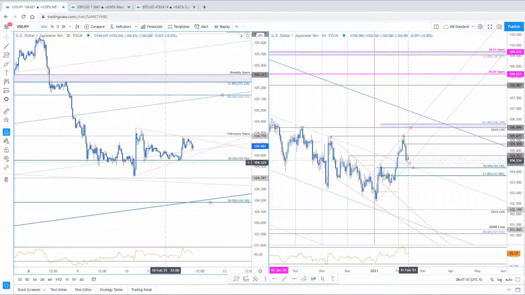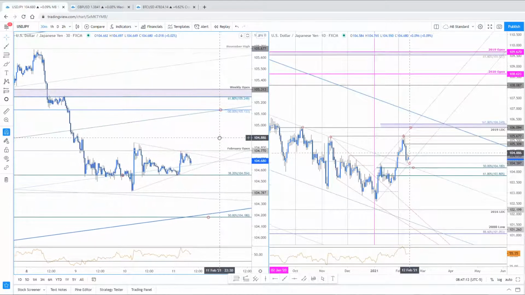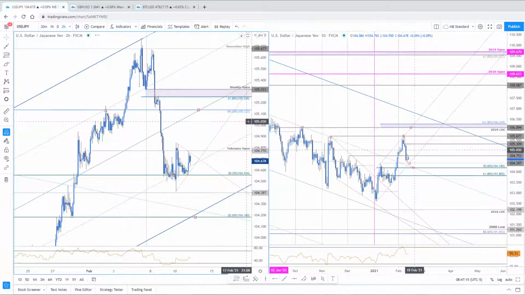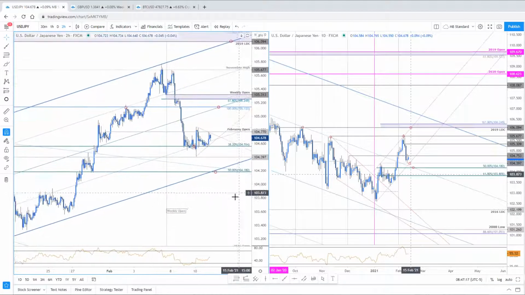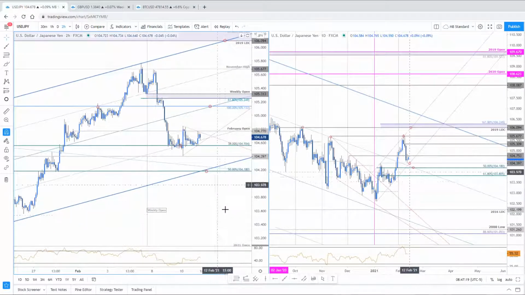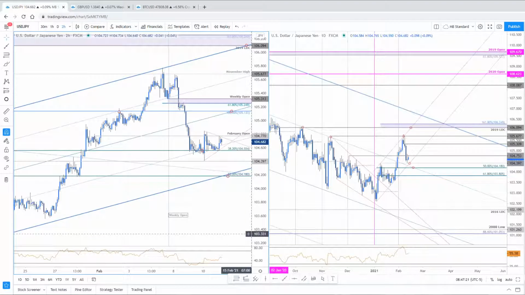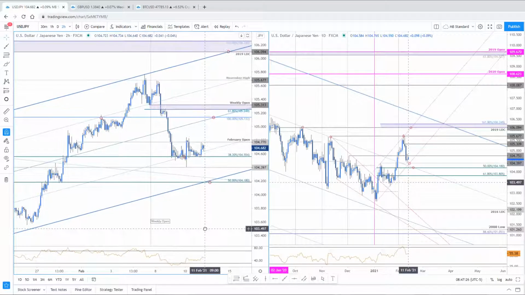I want to see this near term sort of clear out before I start getting involved with the abomination again. It was a great trade early in the week. I think we need to let it settle a little bit before we take another stance on this one. Questions on dollar yen? All right, and that is number 4.